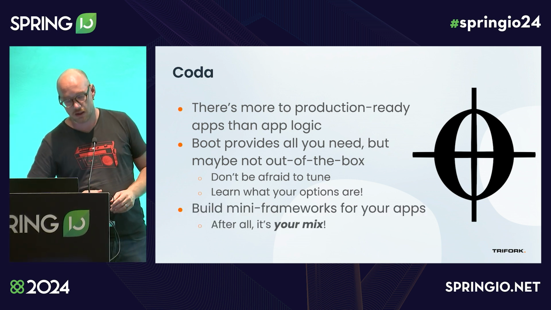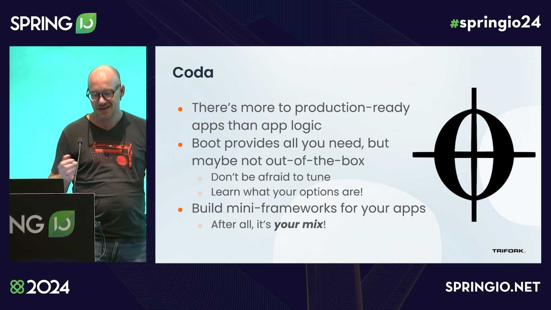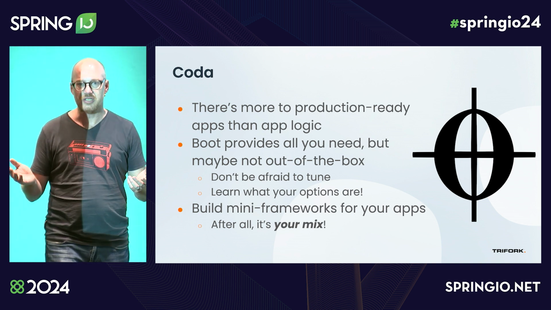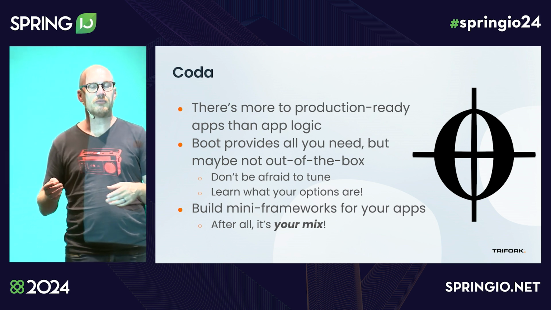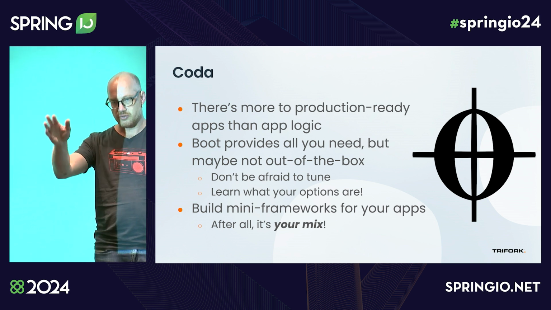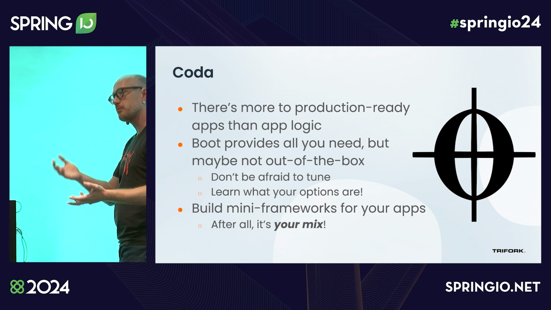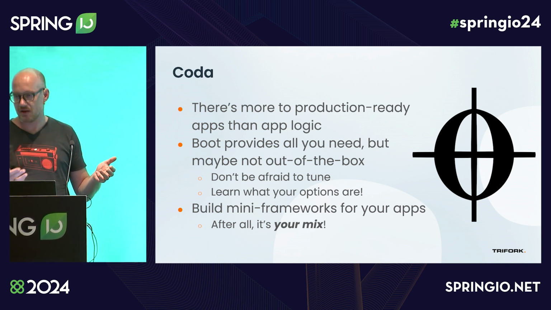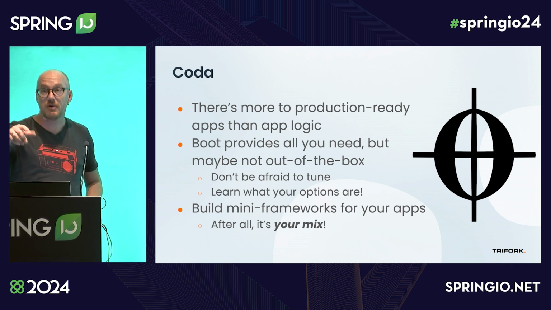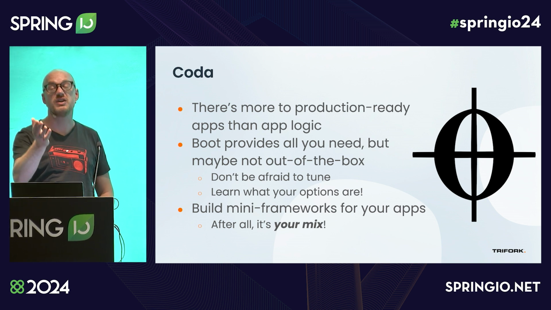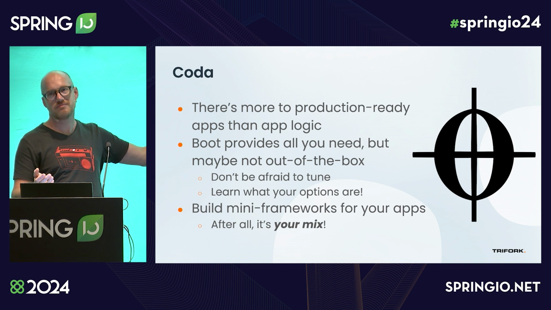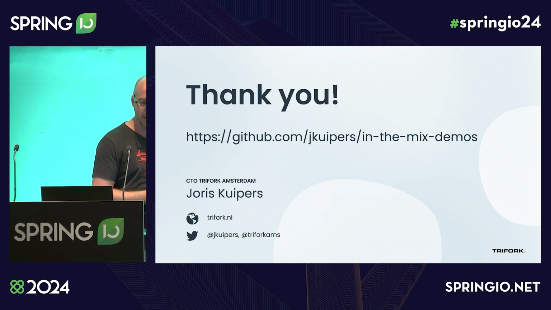And also, my final call to action: build mini frameworks for your app, right? What I just showed you with the auto configuration, it's actually super simple to say, oh yeah, it would be really nice if I could just always do this or that. Well, nothing is stopping you from building your own auto configuration library. And that will just do the things that you want. Customize for your logic, right? Including things like common profiles that you may want to support. So it's your mix.